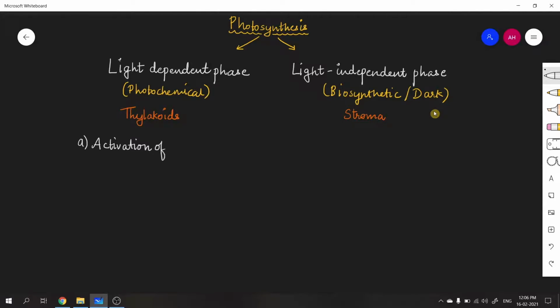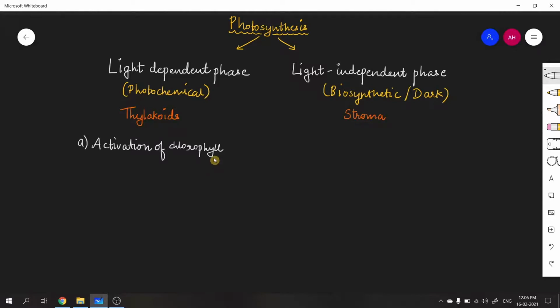Activation of chlorophyll. And what do you mean by activation of chlorophyll here is that the chlorophyll absorbs photons. Photons are units of light energy. So chlorophyll absorbs the photons and gets activated. And once it gets activated, it releases energy-rich electron, right?